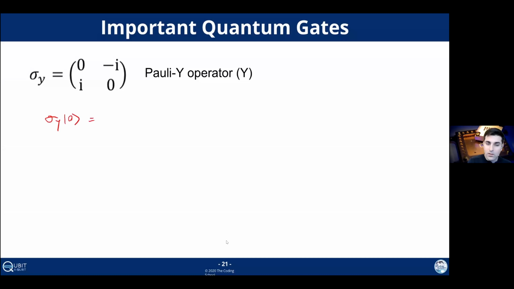And if I apply this Pauli y operator to the 1 state, it's essentially the same matrix multiplication. But now what I end up with is negative i on top and then a 0 on the bottom. So I end up with, oh, and actually this should be a 1, by the way, that was a mistake. So I end up with negative i times the 0 state. And looking at this now, to me, it seems like this Pauli y is a combination of our bit flip and our phase flip.